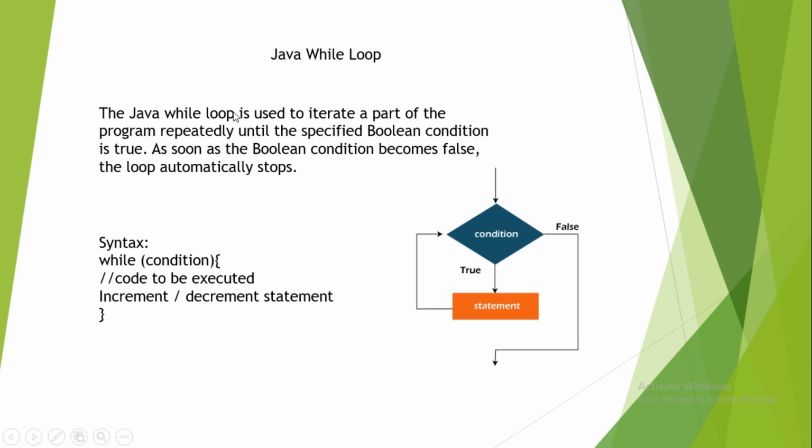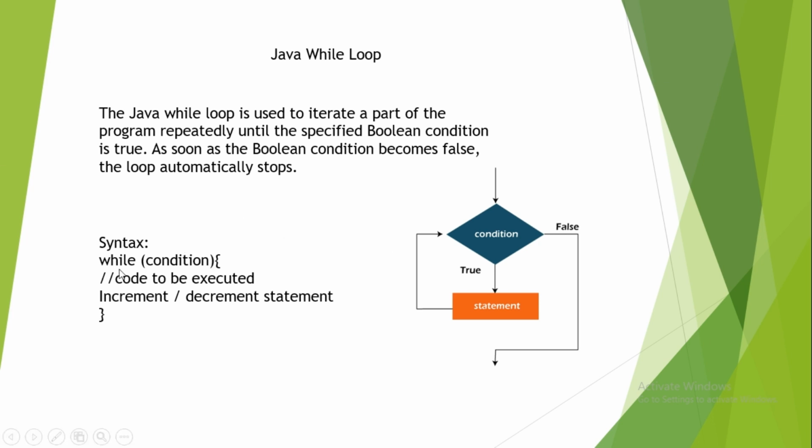The Java while loop is used to iterate a part of the program repeatedly until the specified boolean condition is true. Here, basically the while loop will check for a condition. If the condition is satisfied, then only the statements given in the while block will be executed. Otherwise, it will not execute.